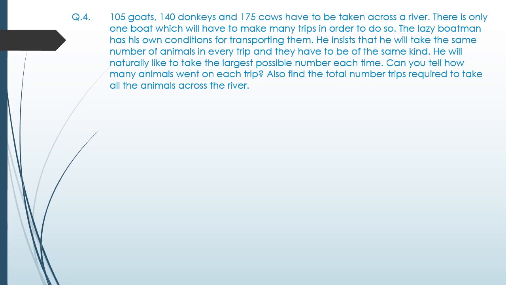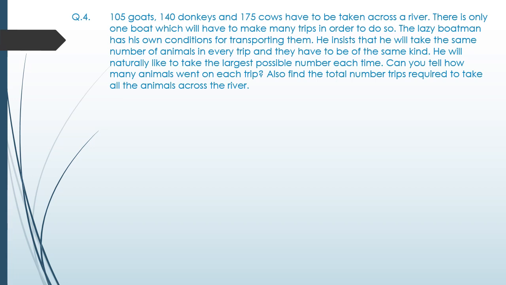So this is our question. So analyze the question properly. First of all, we have been given the number of animals: 105 goats, 140 donkeys, and 175 cows. There is only one boat, and all these animals need to be taken across the river using that boat only. But that boatman has his own conditions.